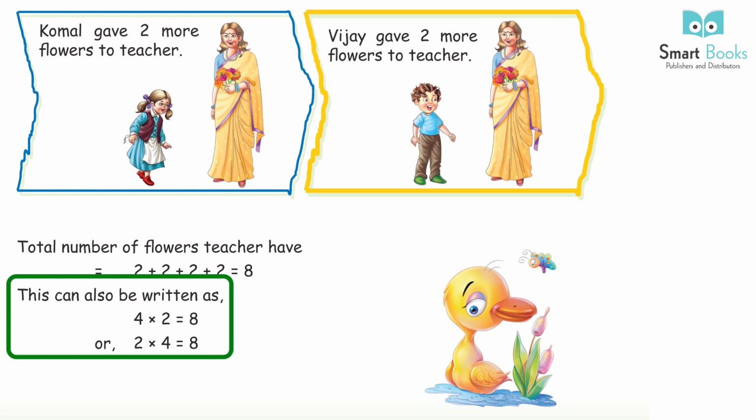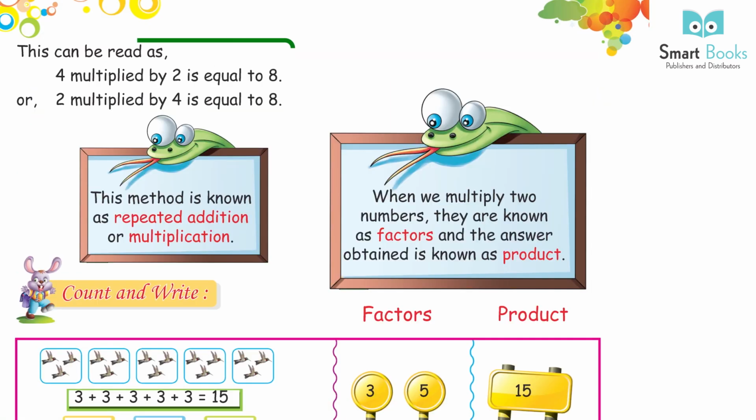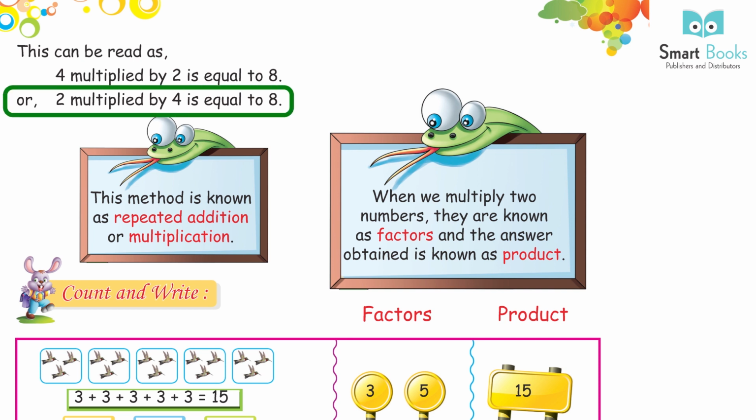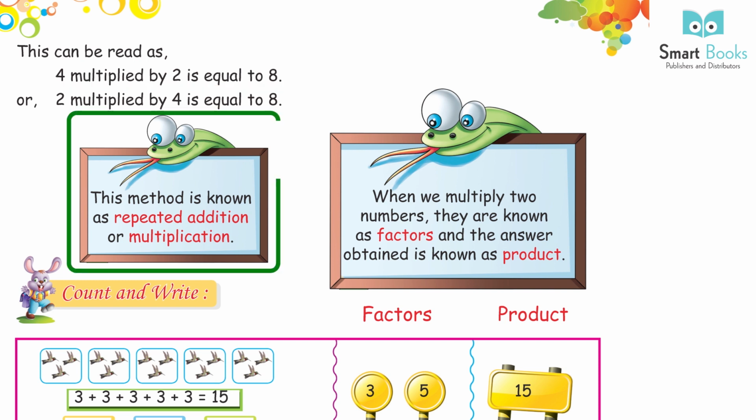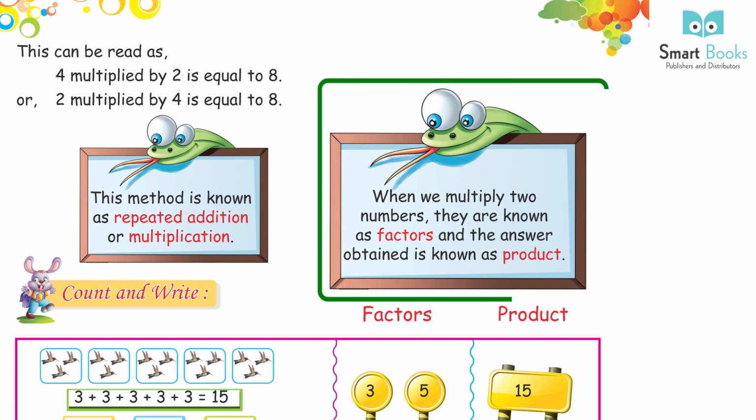This can also be written as 4 into 2 is equal to 8, or 2 into 4 is equal to 8. This can be read as 4 multiplied by 2 is equal to 8, or 2 multiplied by 4 is equal to 8. This method is known as repeated addition or multiplication. When we multiply two numbers, they are known as factors, and the answer obtained is known as the product.